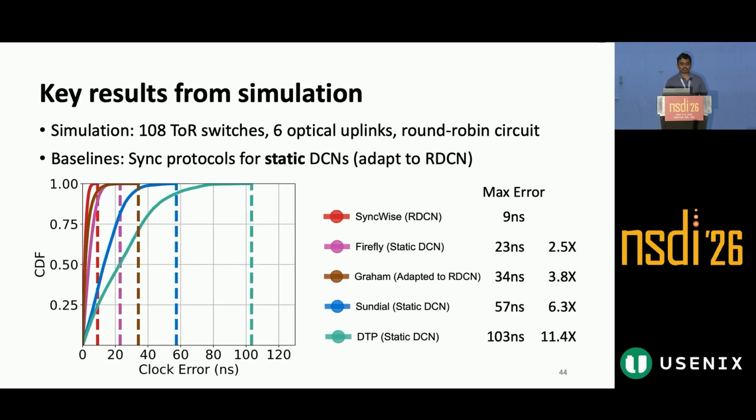So the figure here shows the CDF of the clock synchronization error for various schemes that we have compared in our simulation. So we can see that for SyncWise, the error remains under 9 nanoseconds maximum error bound, which is 2.5 times better than Firefly and 3.8 times better than Graham.